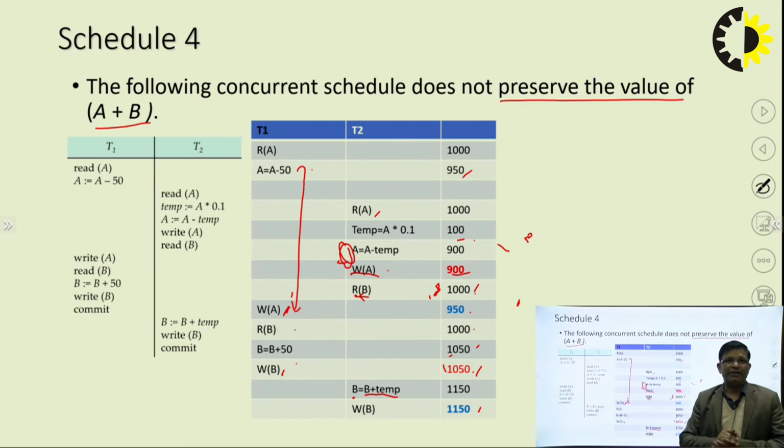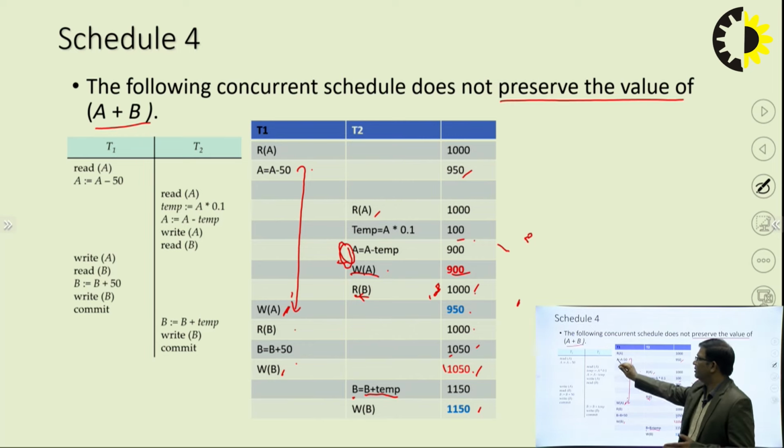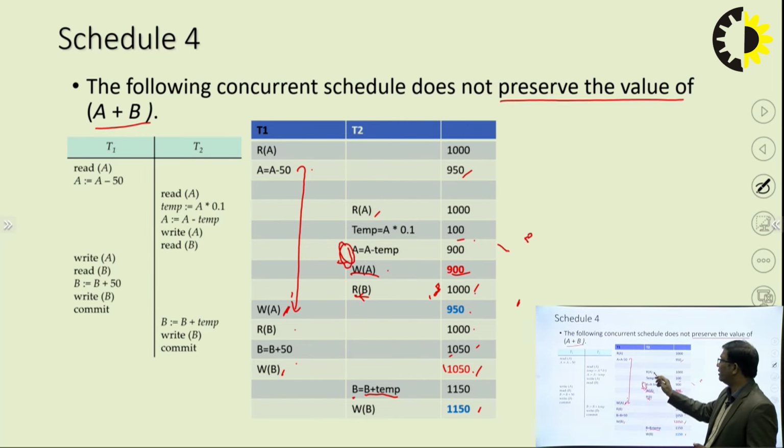So what we can say is that this is not a serial schedule. This concurrent schedule is, obviously, a concurrent schedule, but it is not a correct schedule. We have to do the write operation immediately after some changes, and only then will the read operation execute. So these types of small things we should consider: every read should happen only after the write operation.